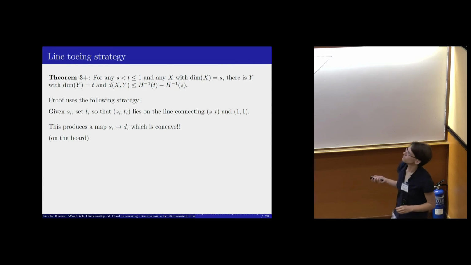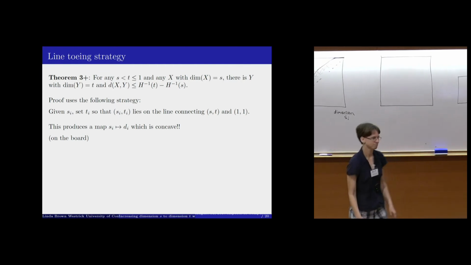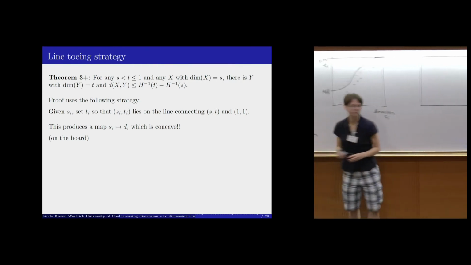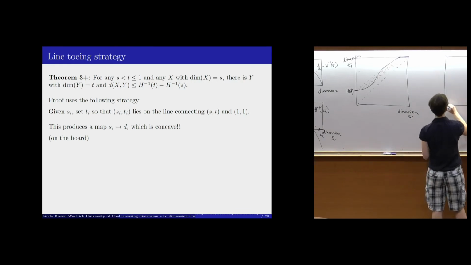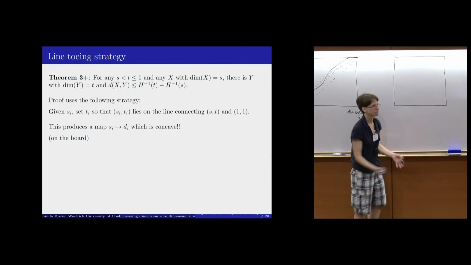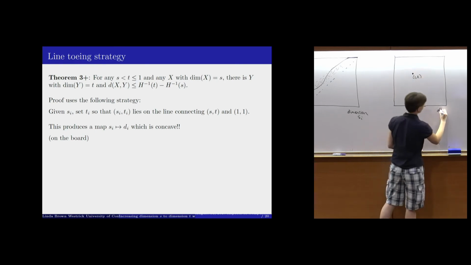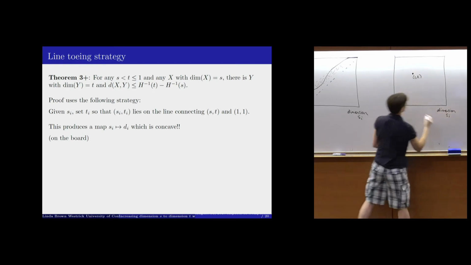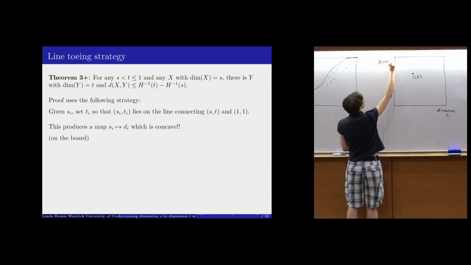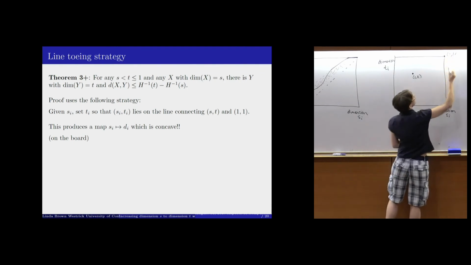And the proof uses the following strategy. This is a strategy that says, given the si, it'll tell you what to do with the ti. So whatever the s and t are that you're initially given, just plot that in the box. What should the ti be given the si? And also consider the point 1, 1, and draw a line between them.